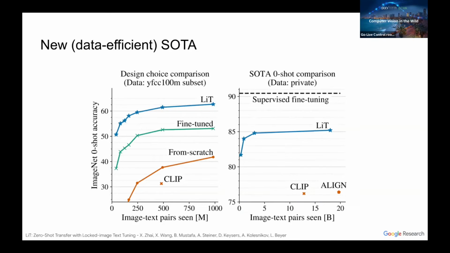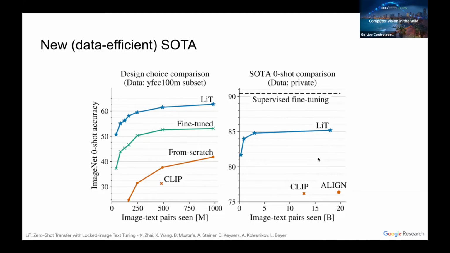This has led to new data efficient state-of-the-art results. On the left-hand side, we compare the from scratch method CLIP as well as our reproduction. And with the LiT setup, it gets a significant boost on the downstream metrics. We also tried the method in between, which fine-tunes the vision backbone. It is also pre-trained, but we fine-tuned on image and text. You see this falls in between.